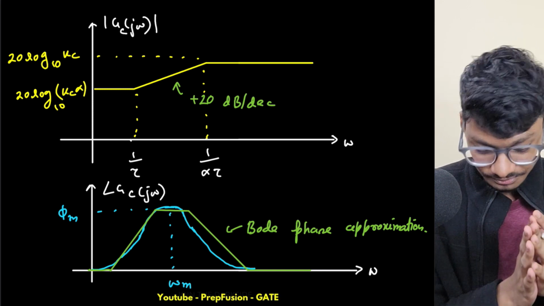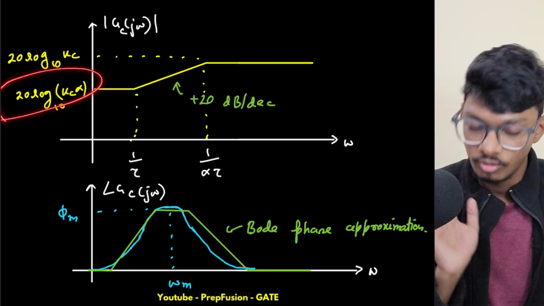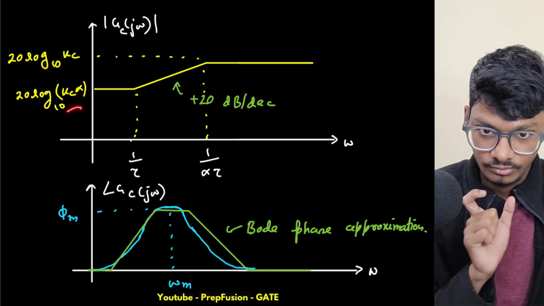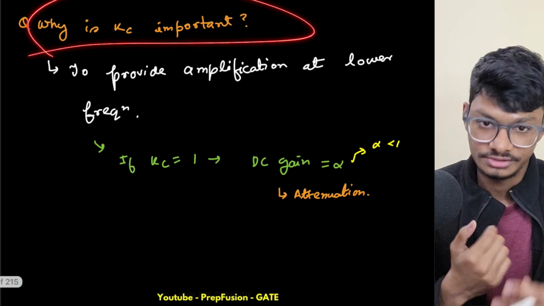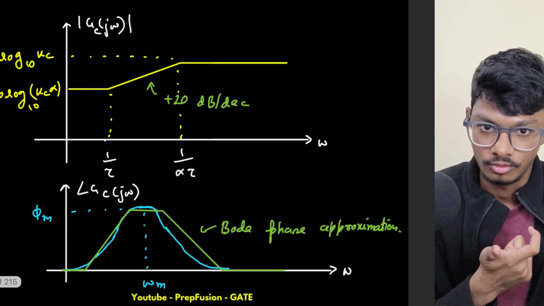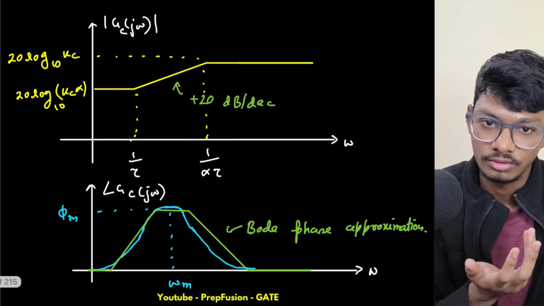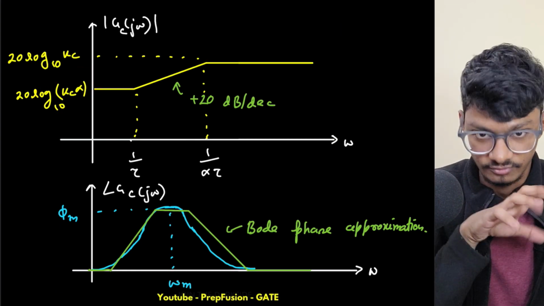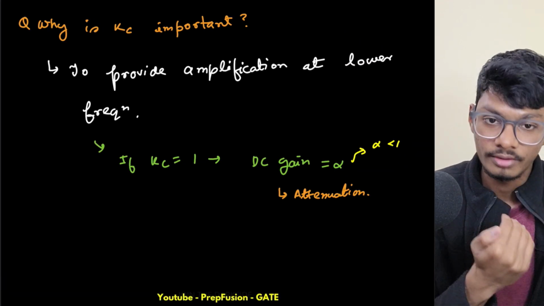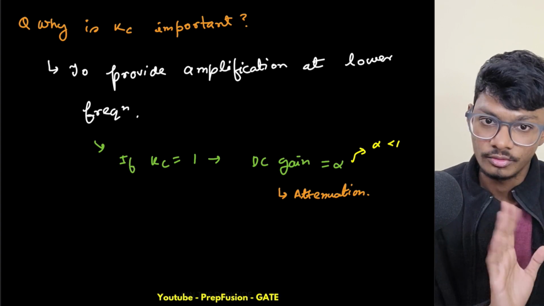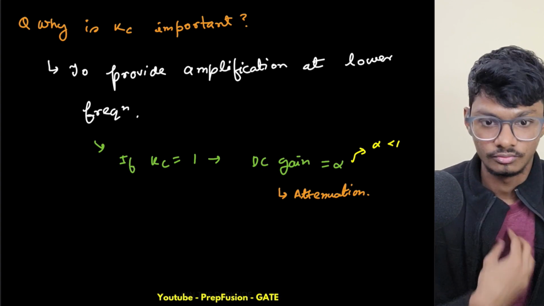So yeah, I was telling that if I see for lower frequencies, my gain is Kc alpha, which is lower, and for higher frequency it is Kc. Now I had a question: why is the controller gain Kc important? If Kc was equal to 1, then my DC gain would have been something negative in dB, or in absolute values in decimal scale, we would have got attenuation. For low frequencies we are getting attenuation. The compensator is attenuating low frequency components, which we don't want.